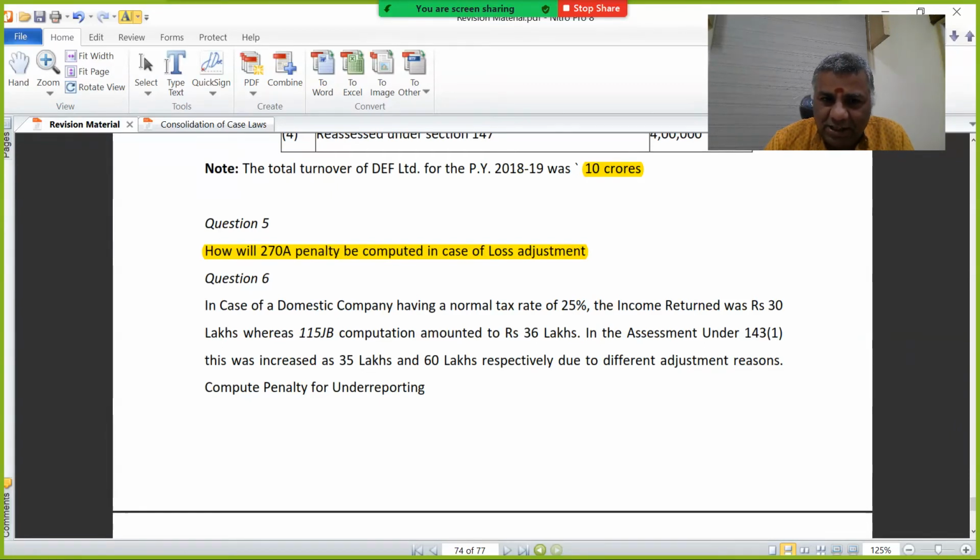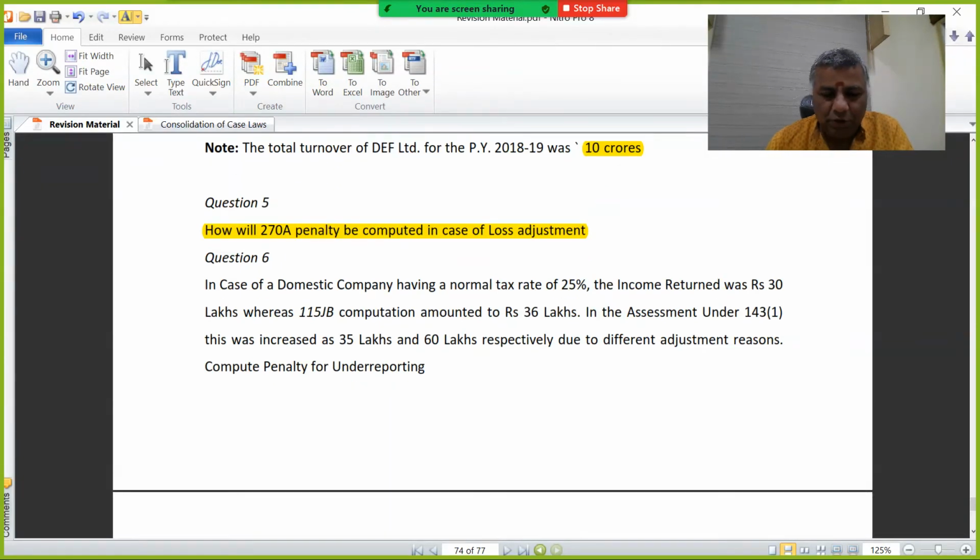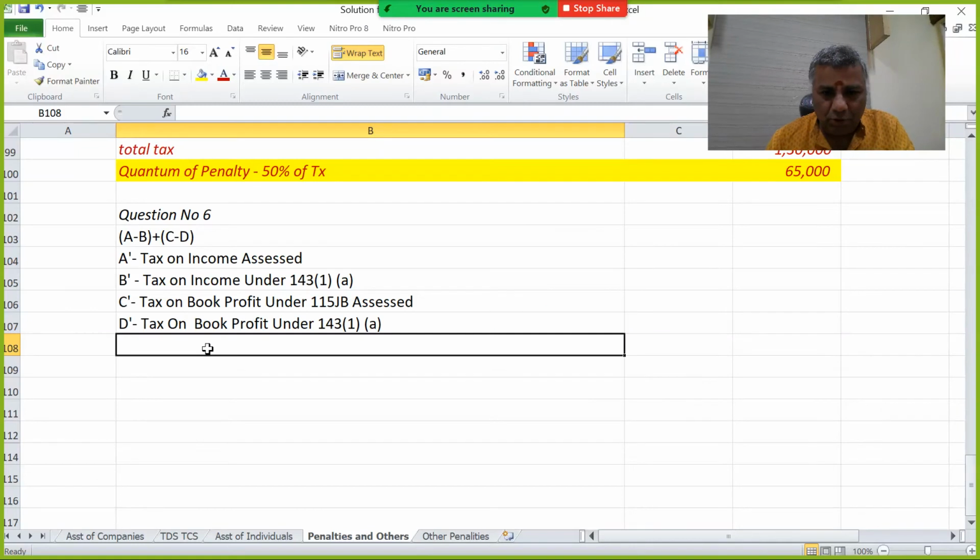was 30 lakhs, whereas the 115JB computation amounted to 36 lakh. In the assessment under 143(1), this was increased to 35 and 60 lakhs due to different adjustments. Compute the penalty of underreporting.